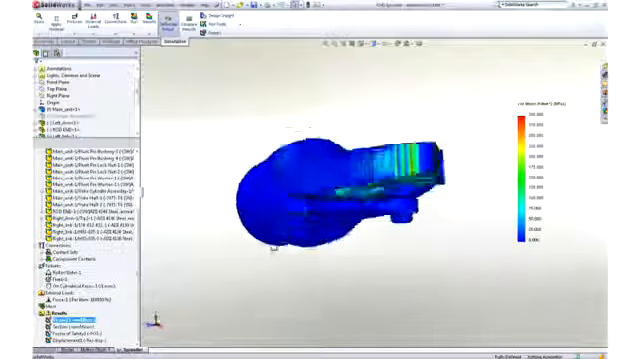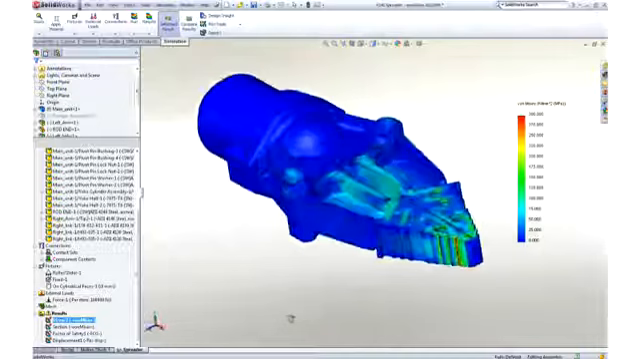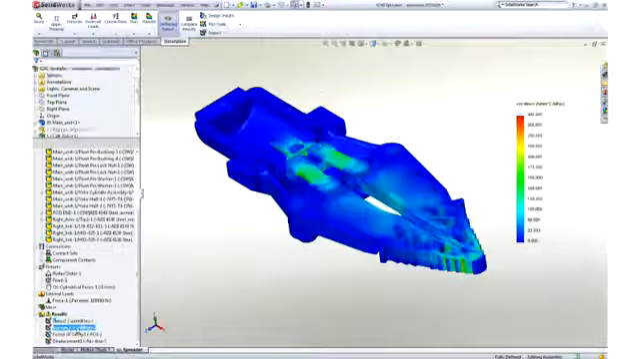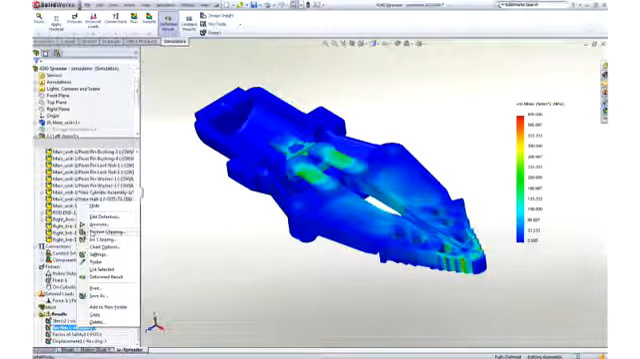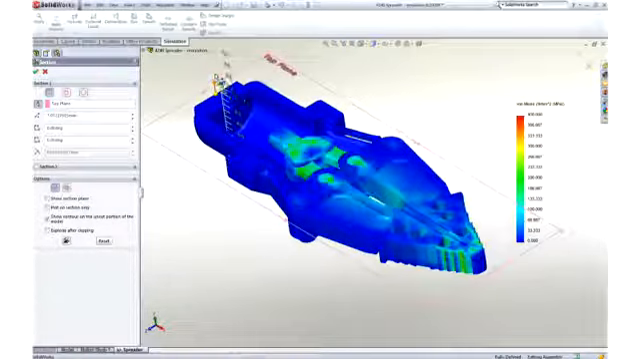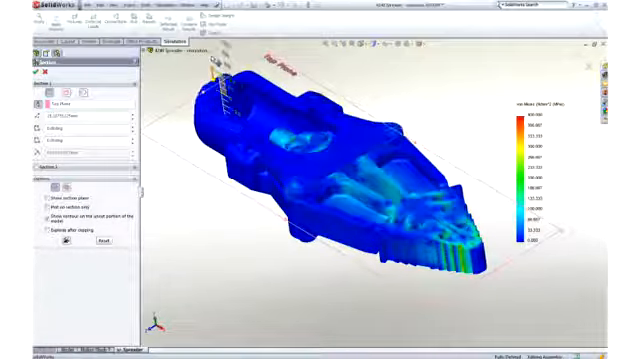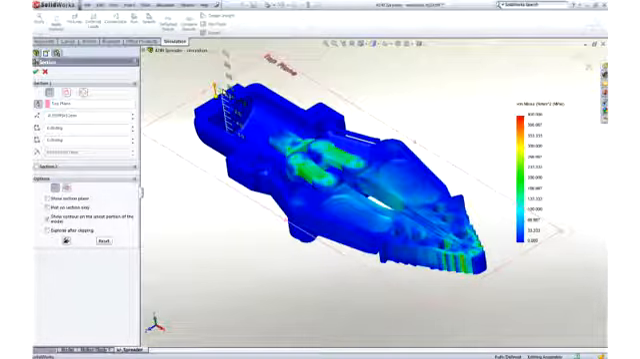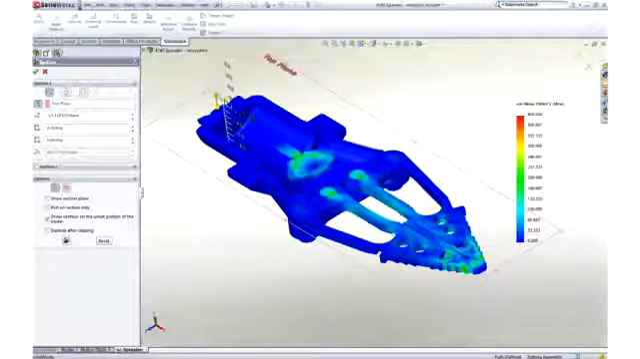A force has been applied to the hydraulic piston and the tips of the arms are being held in place. We're even able to slice through the model to look at any internal sections. Results update dynamically for immediate feedback. With SolidWorks simulation, you can even look at vibration, heat, material yield, durability, and many other types of tests.